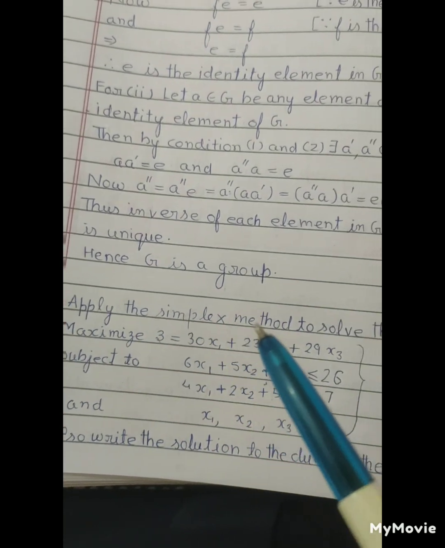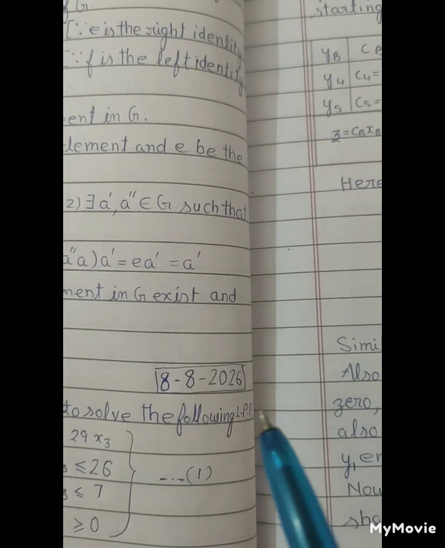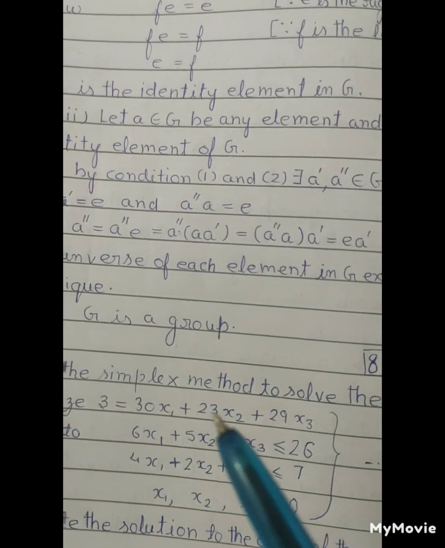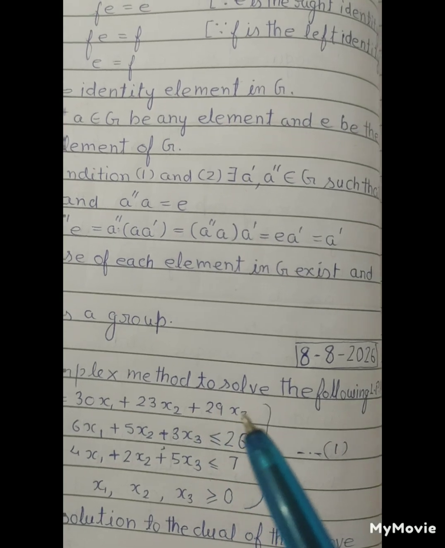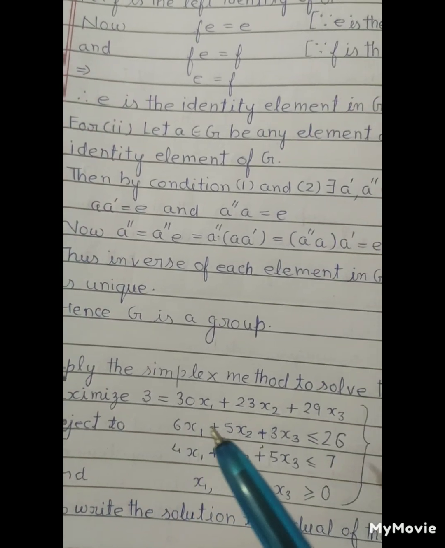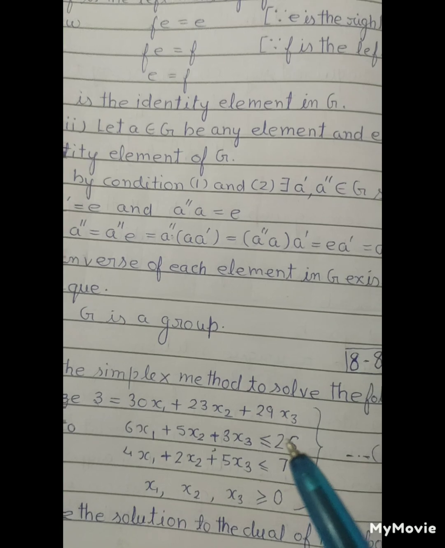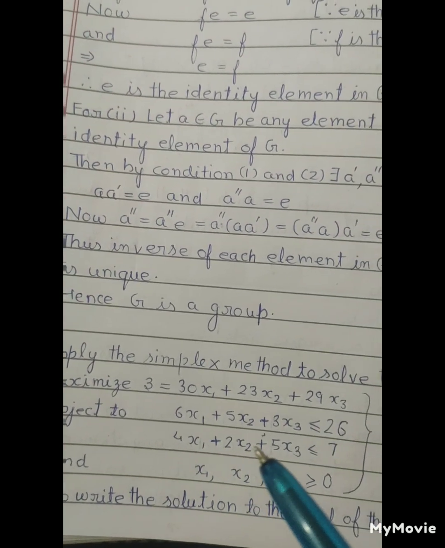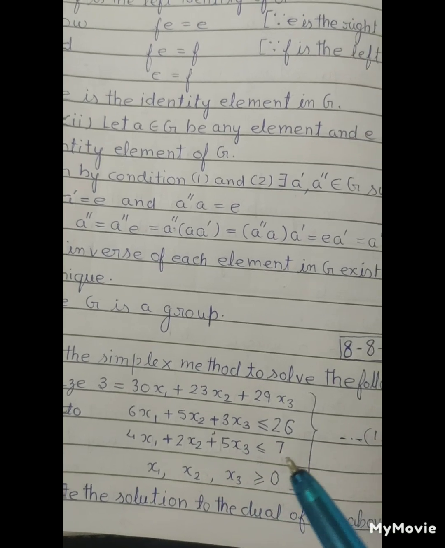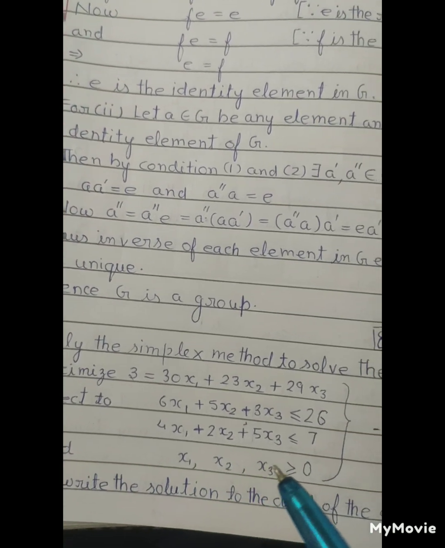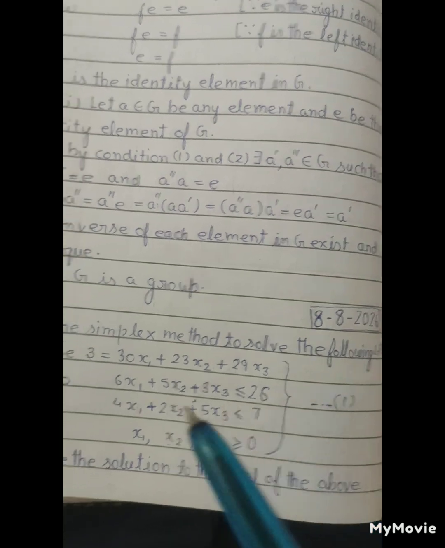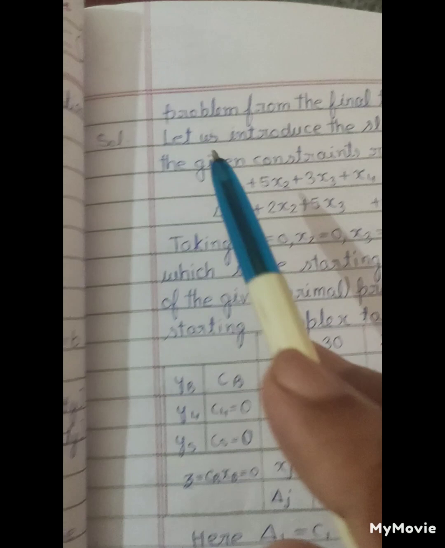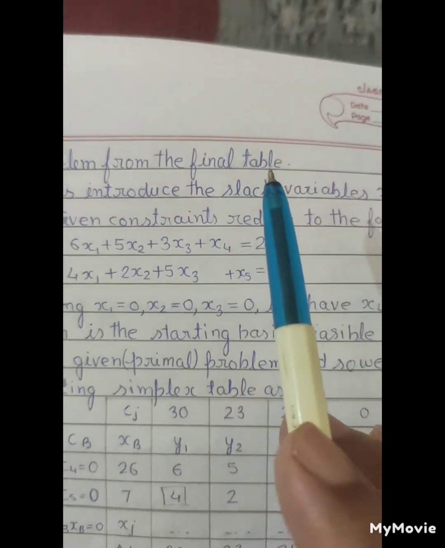Example: apply the simplex method to solve the following linear programming problem. Maximize z = 30x1 + 23x2 + 29x3 subject to 6x1 + 5x2 + 3x3 ≤ 26, 4x1 + 2x2 + 5x3 ≤ 7, and x1, x2, x3 ≥ 0. Equation 1. Also write the solution of the dual of the above problem from the final table.